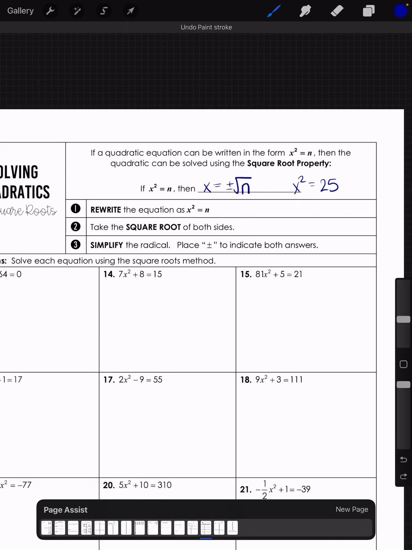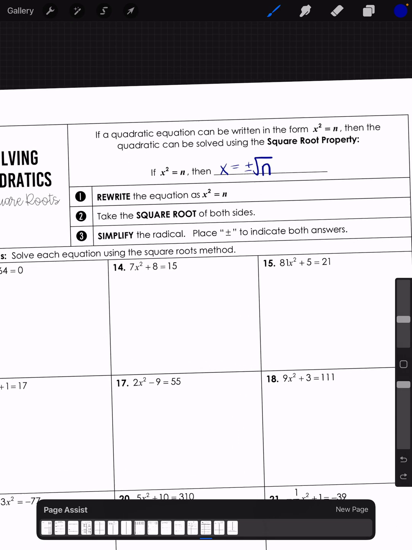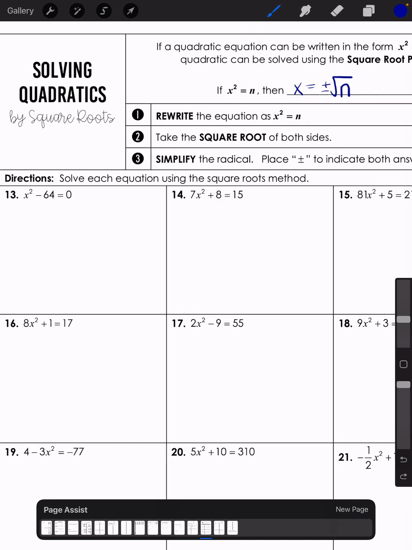Okay, so now looking at how to solve quadratics using this property, first you would need to rewrite it as x squared equals n. Then we're going to take the square root of both sides, but remember that we have a plus or minus that we have to consider. So we're going to do a few on this page. We will not work through every question, but I'll go down this middle column here. And then you can take a look at how to solve some of these on your own and check with the notes to make sure that your solution is correct.